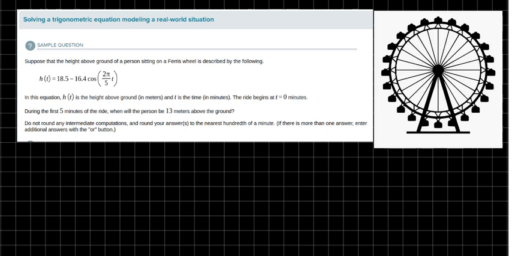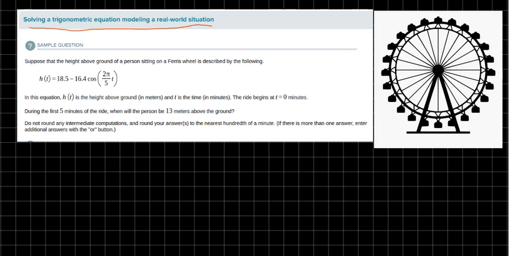Okay, we are going to work on this ALEKS topic, solving a trigonometric equation, modeling a real-world situation. Suppose that the height above the ground of a person sitting on a Ferris wheel is described by the following: h of t is 18.5 minus 16.4 cosine of 2 pi over 5 t. In this equation, h of t is the height above ground in meters and t is the time in minutes. The ride begins at t equals 0 minutes.